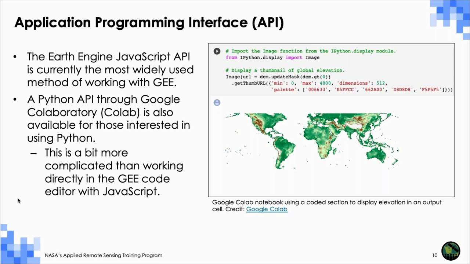The Python API for GEE is available through the Google Colaboratory, or Google Colab. And it can be a little more difficult to use, and it's not quite as common. So we'll be focusing more of our time on the JavaScript API, but we're going to take a really quick, brief look at Colab at the end of the session. And Google Colab essentially uses a specialized version of Jupyter Notebooks as an interface. So if you're familiar with Jupyter Notebooks, you might be interested in using Colab for that reason as well. And here on the screen, we have a screenshot of an example of visualizing a single map within the Colab interface.